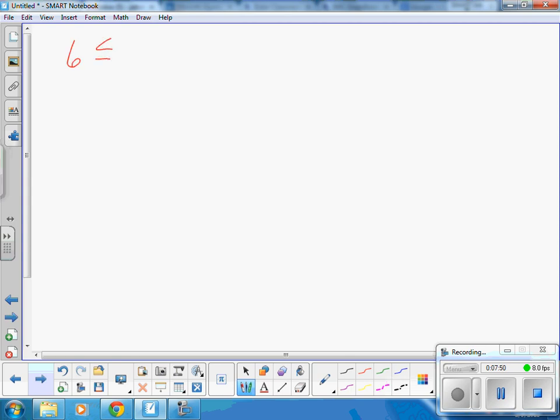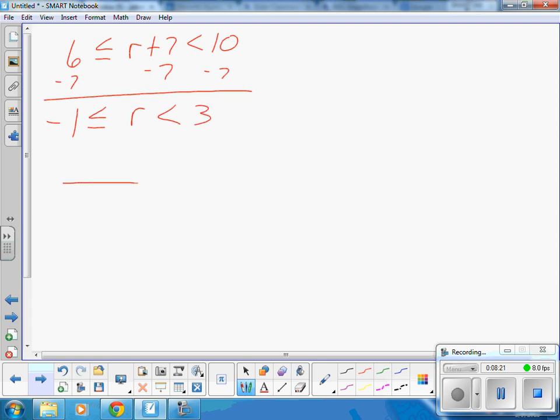6 is less than or equal to r plus 7, which is less than 10. Compound inequality here, okay? I'm going to subtract 7, but I'm going to subtract 7 from all 3 parts. So I subtract 7, subtract 7, subtract 7. When I do that, it's going to be negative 1 is less than or equal to r, which is less than 3. And then I graph it.